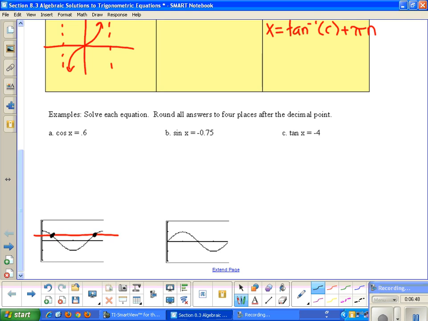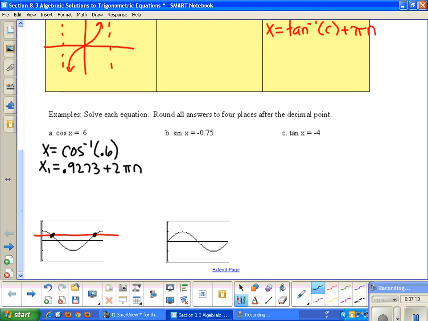So in order to find the answers, our first answer is x is equal to the cosine inverse of 0.6. And if we do this on our calculator, you can just punch it in and you get your first answer. So x1 is equal to 0.9273 plus 2 pi n. So that would give me my first solution.